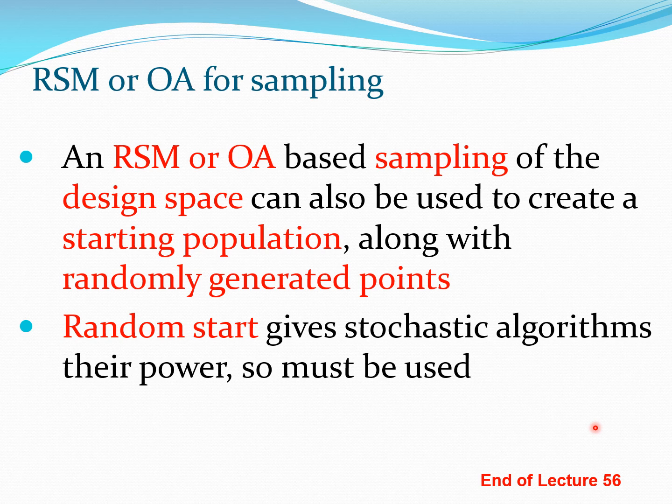And I would say if you are using these kind of approaches, always complement it with randomly generated points, because at least 50% of your points must come from some kind of random sampling, because random sampling gives stochastic algorithms their power. And one of the advantages of stochastic methods is that most people typically run their GA code several times.